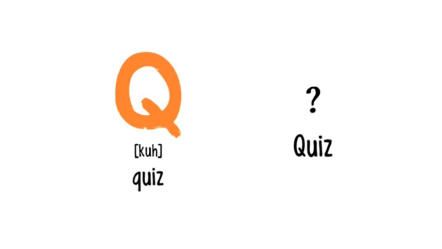Now let's continue with P, which is pronounced like the word party. The translation for party in German is Party. Q, which is pronounced like the Q in the word quiz. The translation for the word quiz is similar. In German we say Quiz as well.